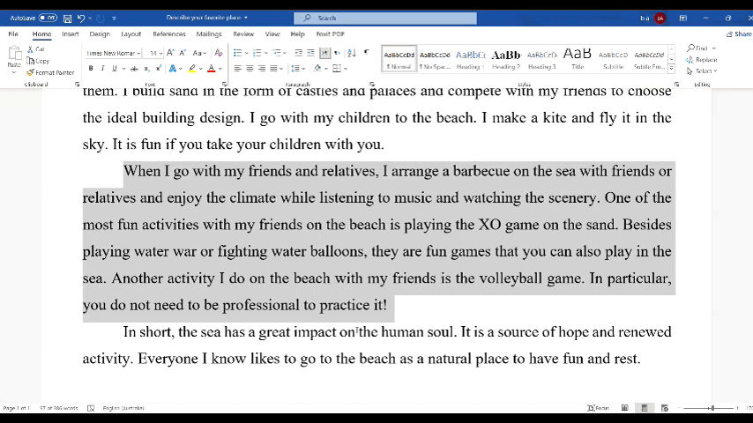So here I'm describing the activities, especially when I'm playing those activities or games with relatives or friends. And here I'm naming the games, such as, for example, XO, water balloon. So I'm just telling a story, telling the event details that I do when I go to my favorite place.